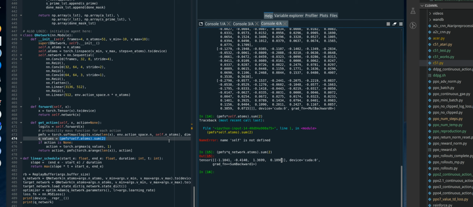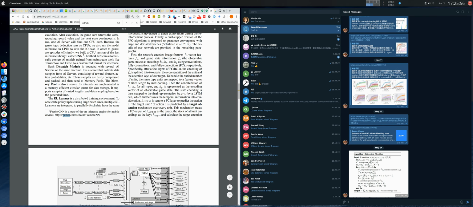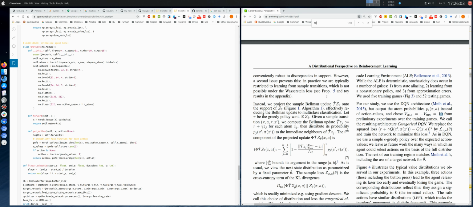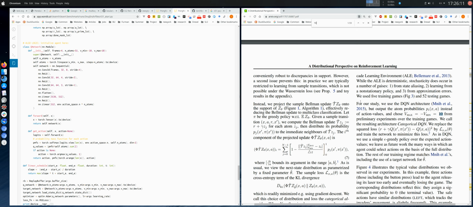How did you know to make the range -10 to 10? Is that just a point based on your expected return for the type of episodes? Yes. That has been reported as the default value being used in a paper. If you search for 10, it says for our study we use the DQN architecture, but output the atom probabilities instead of action values and choose Vmax equal to negative Vmin equal to 10 from preliminary experiments. So it's a hyperparameter essentially.